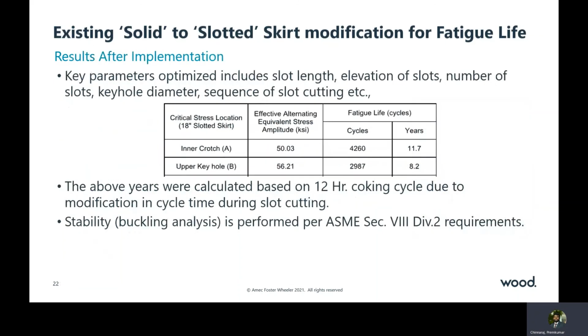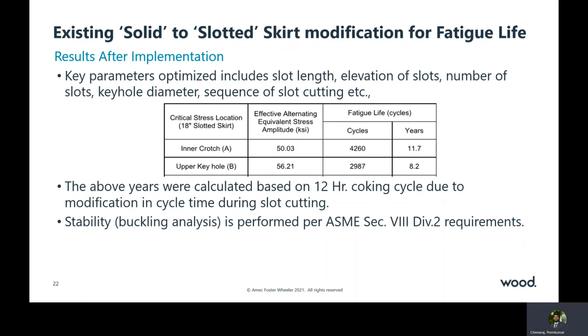The design of the slotted skirt was performed using FEA, and the key parameters that were optimized include slot length, number of slots, elevation of slots, keyhole diameter, sequence of slot cutting, etc. Buckling analysis is required in this particular case as there will be a reduction in buckling resistance for the slotted skirt. Since ASME Section 8 Division 1 addresses buckling strength only for solid skirt, FEA methodology, load combinations, and minimum requirements per ASME Section 8 Division 2 need to be used to qualify the slotted skirt.